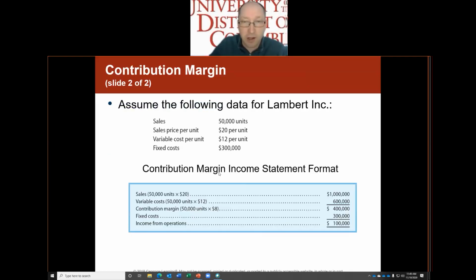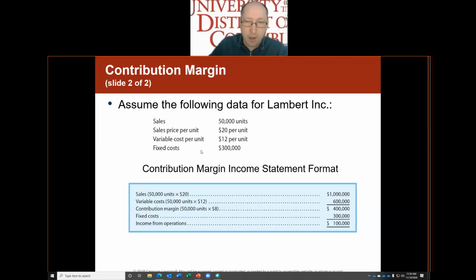So let's run it in an example. This company has the following data. Sales: we sold 50,000 units at a selling price of $20 per unit. The variable costs are $12 per unit. The fixed costs are $300,000.